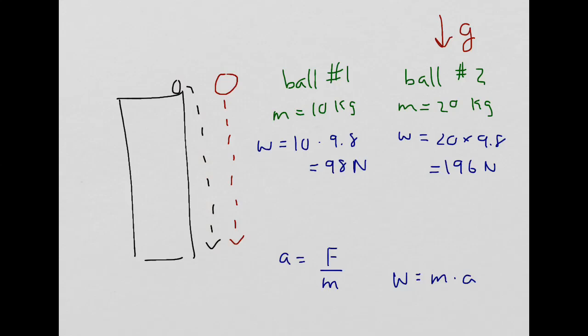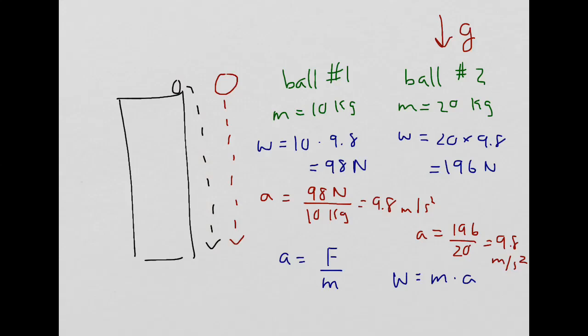Now, when I plug in to find the acceleration of the ball, again, acceleration is force divided by mass. The force is 98 newtons divided by the mass of ball number 1, which is 10 kilograms. So I get 9.8 meters per second squared. And in the second scenario, I also get 9.8 meters per second squared. It's 196 divided by 20, which is 9.8.